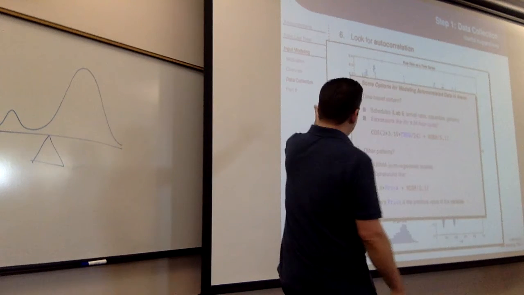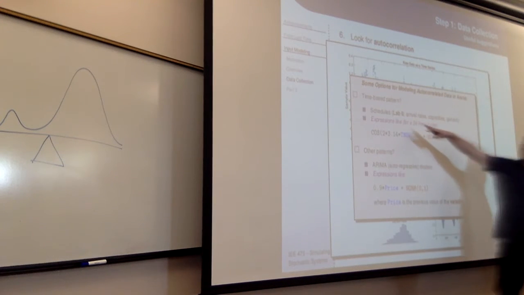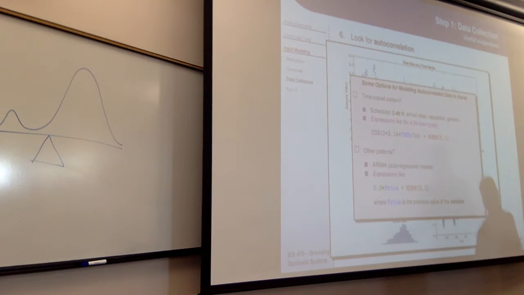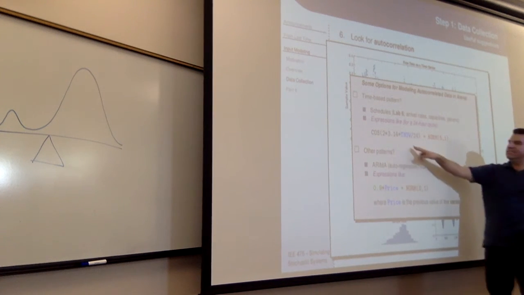And so in ARENA, there are different ways you can do that. If you remember in Lab 6, you worked with schedules. Schedules allow you to say, we're going to draw independent arrival rates, for example, for this hour, but they're all going to have the same average rate for this hour, and when I go to the next hour, they'll have a different rate. So by knowing the hour, you know roughly the average rate, but you don't necessarily know how one rate relates to the next rate.